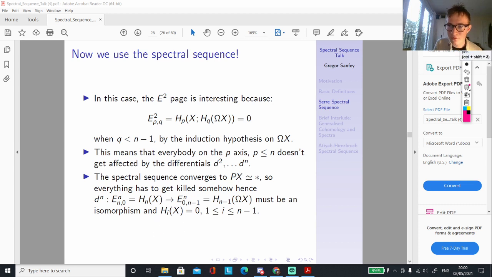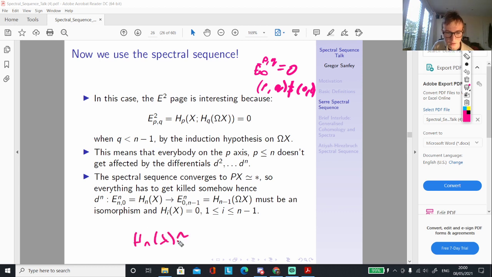And so again, what we did was we used that on the E infinity page, E infinity PQ must be trivial, where PQ is not equal to 0. And so the only way for this to happen is for this dn between the hn of X and the n-1th homology of the loop space of X to be an isomorphism, by the arguments that we've already done before, and for all of these that are never going to get touched by the differentials to be 0. And so that's how we show that.